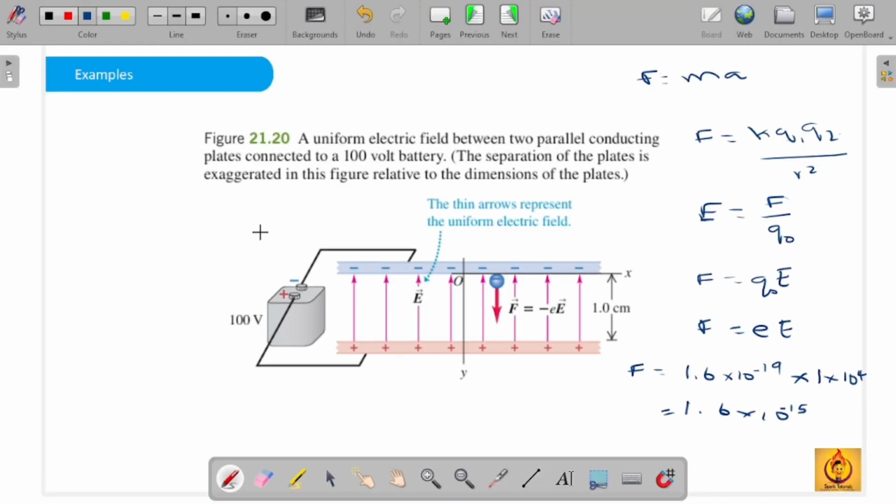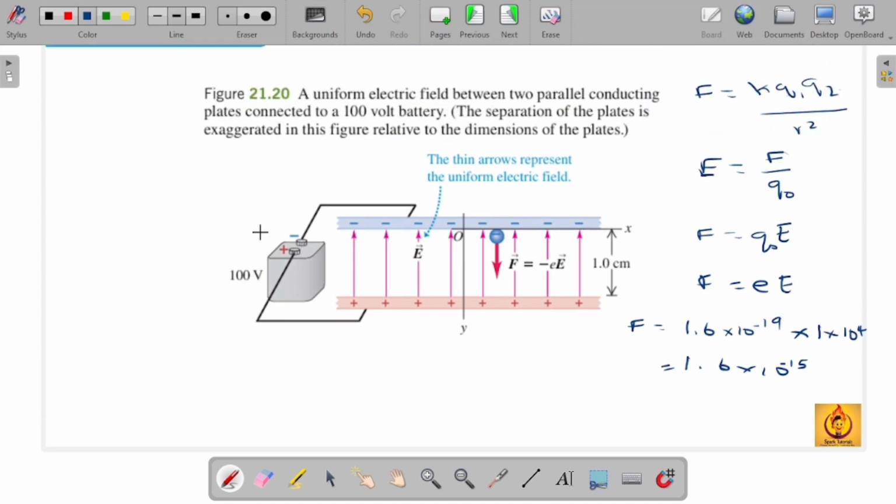Where were we? We don't want it to terminate unprofessionally. So this is the magnitude, right? So is this force positive or negative?